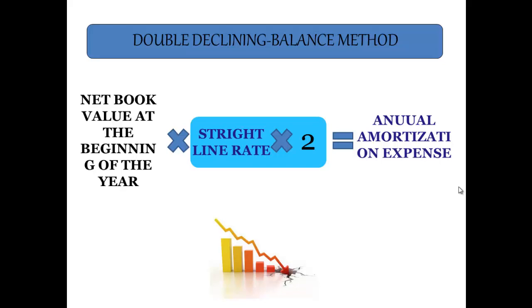So if the owner wants to decrease his assets, it depends on the owner how fast he wants his assets to decrease. If he wants, he can times it by 3 or times it by 1.5. It depends on him.